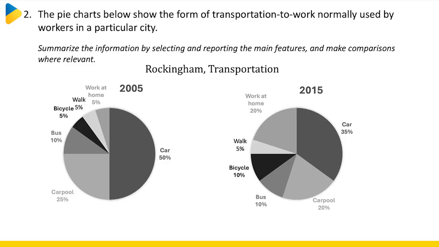As you see, in 2005, car was the most popular form of transportation. It had 50%. However, in 2015, it decreased in number, and now we have 35%. For example, walking was 5%, and it seems that it remains the same in 2015. And bus is also the same. And carpool, it used to be 25% and now it's 20%. So it decreased in 2015.